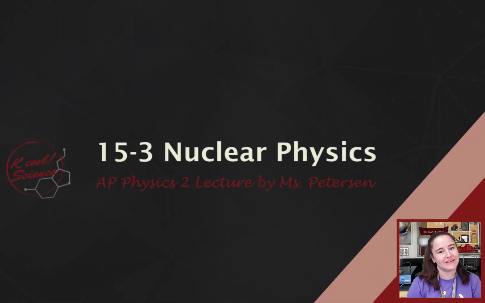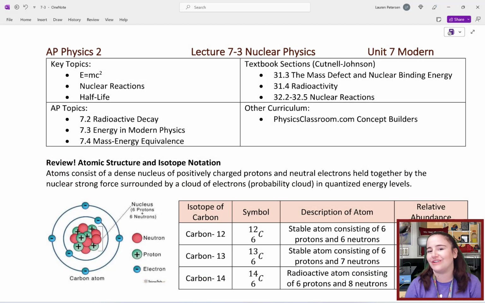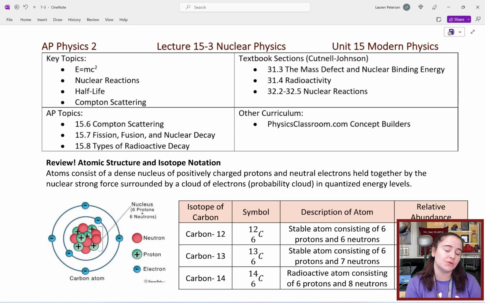Hey guys, Ms. Peterson here, and welcome to AP Physics 2, Lecture 7-3, all about nuclear physics. So in this lecture, we're going to be discussing the famous equation E equals mc squared, a bunch of different nuclear reactions from fission and fusion and decay reactions, and talk about half-life. So let's go ahead and get into it.